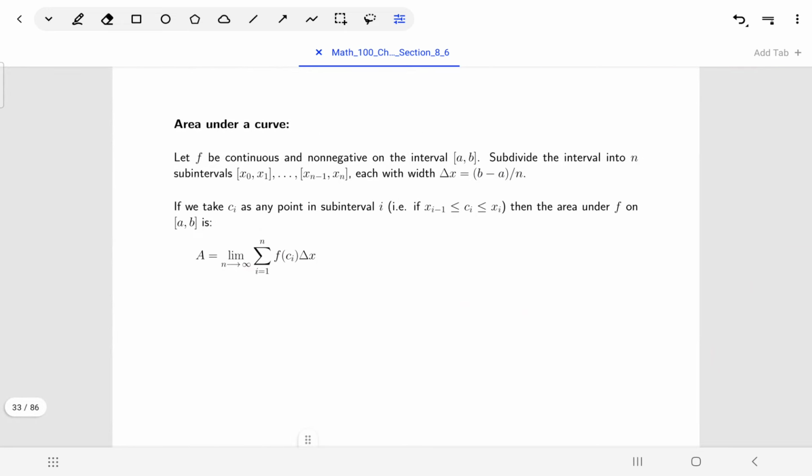Because we have the big idea here that if we're working with a nice continuous function, it's not below the x-axis, we've sliced it into a bunch of subintervals, they all have the same width of delta x, and we take whatever ci you'd like in each subinterval, and if we look at the limit of the number of subintervals going to infinity, so if we increase it to as many rectangles as possible, the area of all of those rectangles will be the area under our curve.